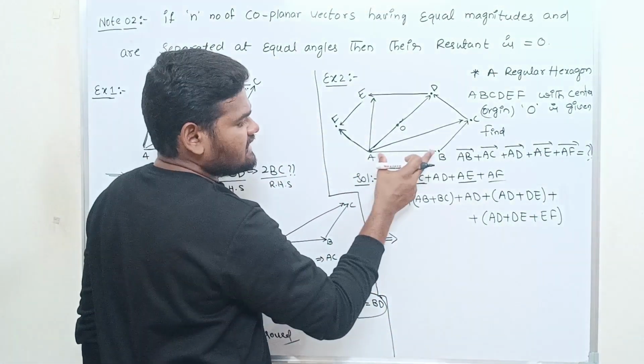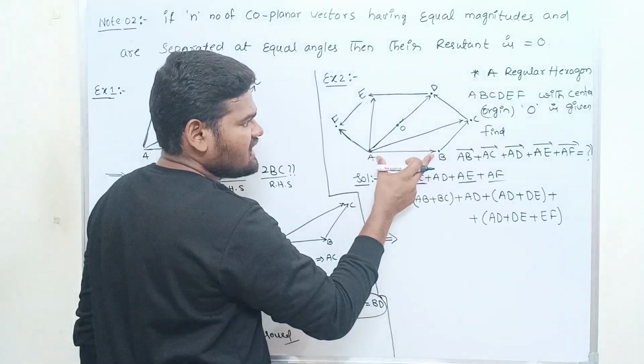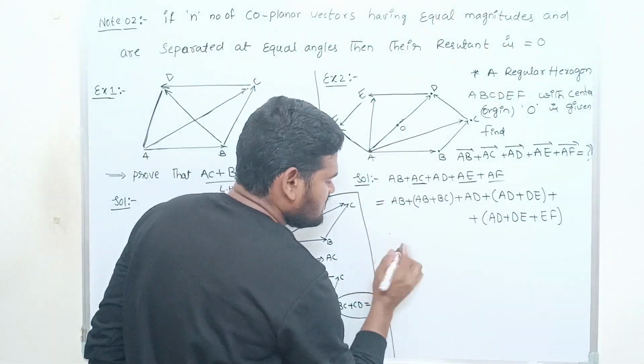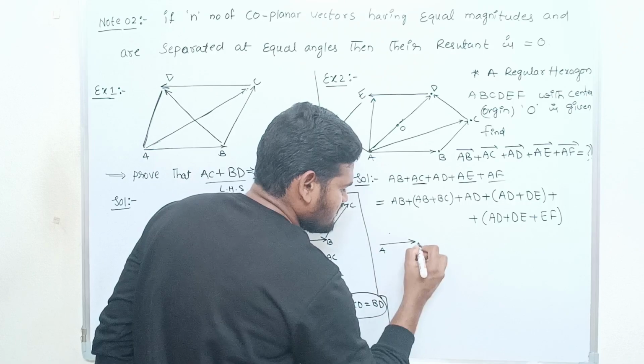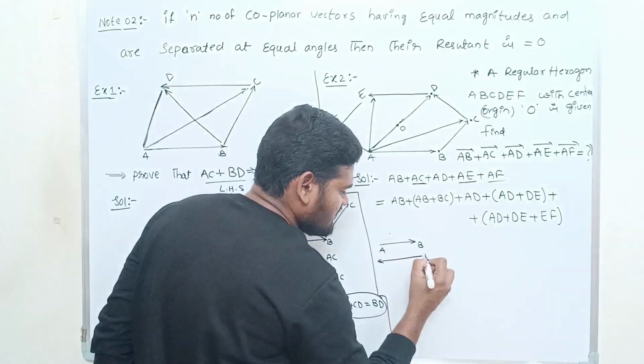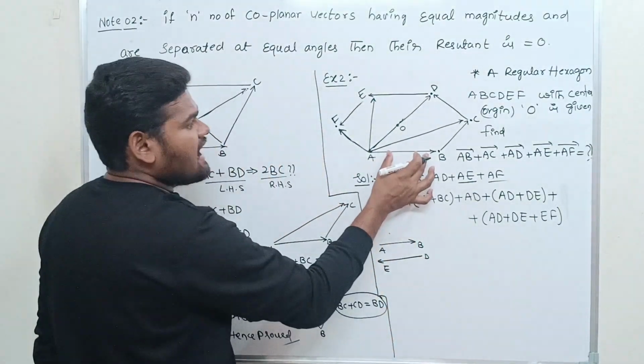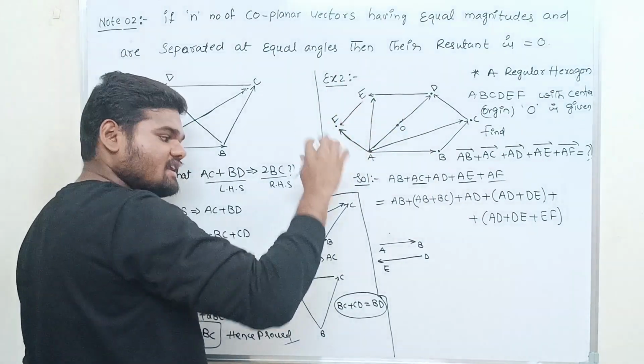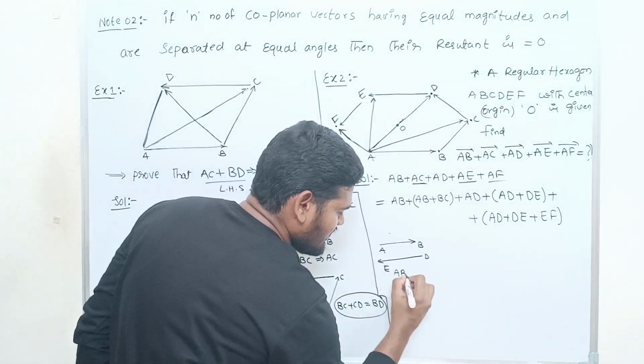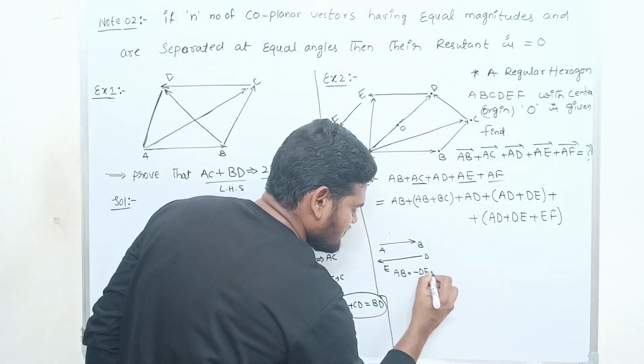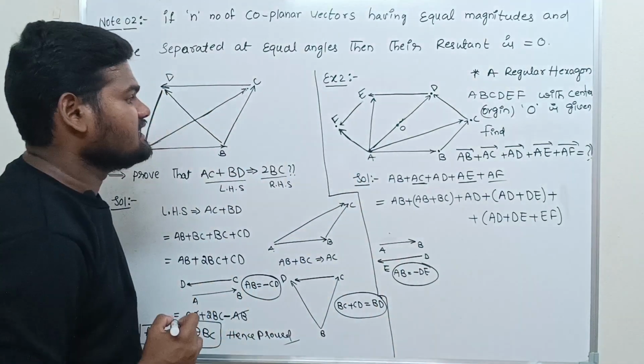From the figure it is clear that the side AB and DE, have a look. This is AB and this is DE. Both have the same magnitude and opposite direction. Then we can write AB is equal to minus DE.